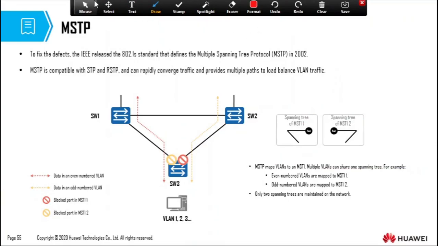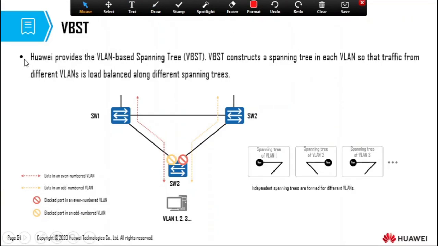Here they're just mentioning it as a summary. If you want to learn further about MSTP, you can check my HCIP videos. I teach it there. So I'm meeting this for the first time. It's called VLAN-based spanning tree, VBST. It's a Huawei standard. It constructs a spanning tree in each VLAN, so that traffic from different VLANs is load balanced along different spanning trees.